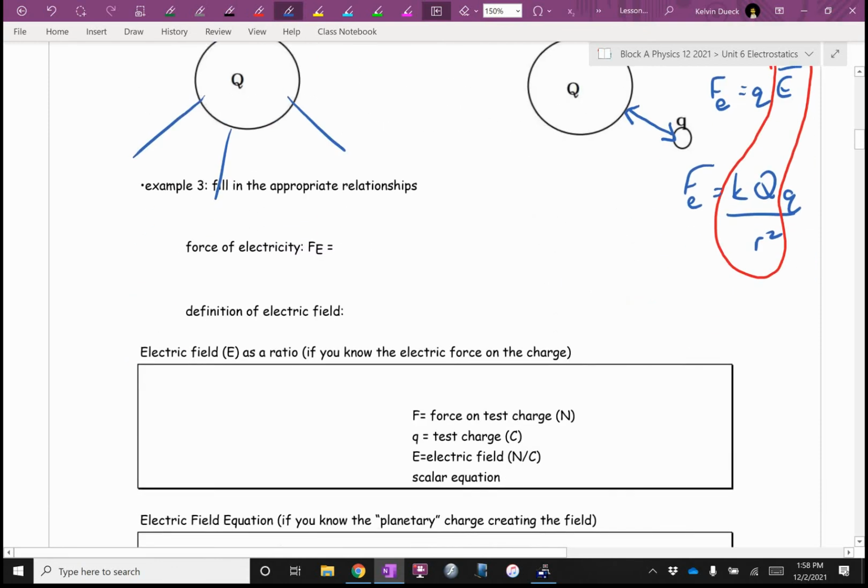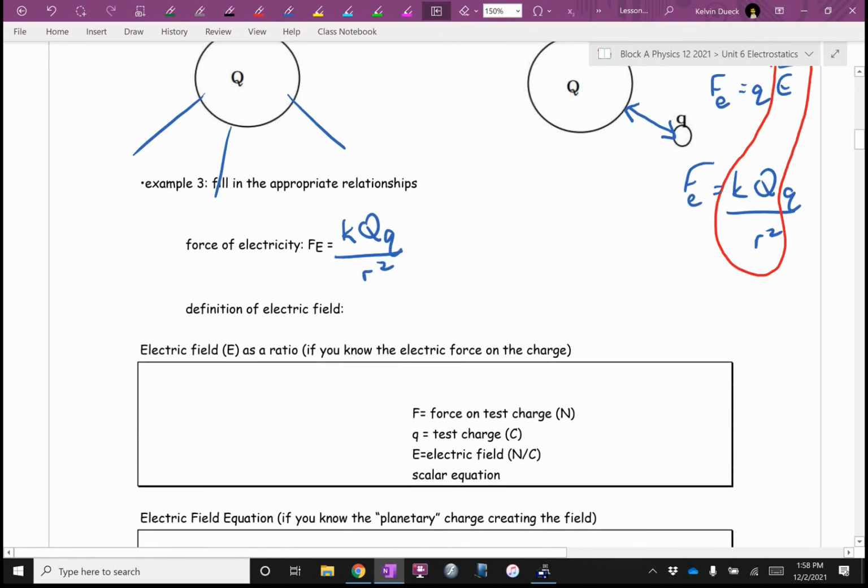Example 3 says, fill in the appropriate relationships. So we have the force of electricity, Coulomb's law, K, big Q, little q over R squared. It says, definition of electric field. I'll come to that in a second. But first of all, electric field as a ratio is the force at a location divided by the little charge at that location. This is the equivalent, don't write this down, this is the equivalent of little g equals the force of gravity divided by m. In fact, this is what gives us force of gravity, mg.